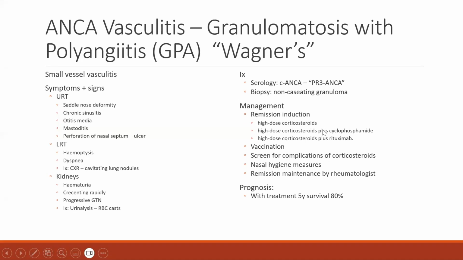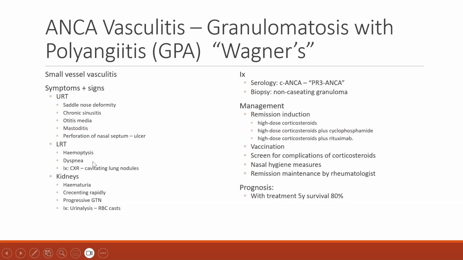Cool. ANCA vasculitis. We have 3 of those. So Wegener's, also known as granulomatosis with polyangiitis. It's a small vessel vasculitis. It's involved in the upper respiratory system, lower, and kidneys. So symptoms of the upper respiratory tract, we get saddle nose deformity, chronic sinusitis, otitis media, mastoiditis, and perforation of the nasal septum.